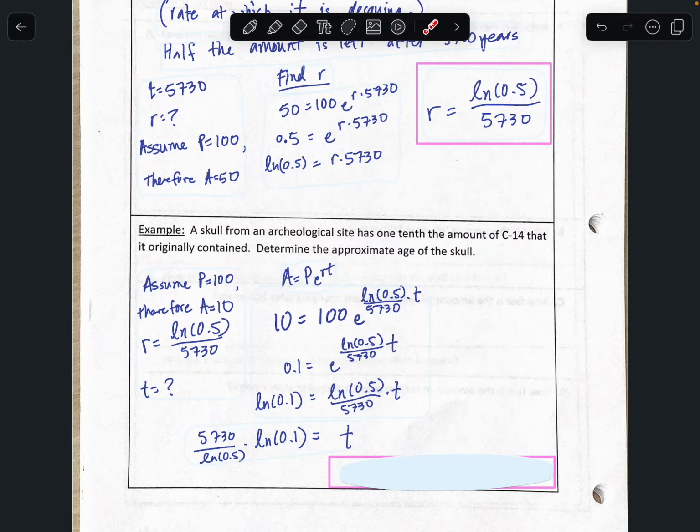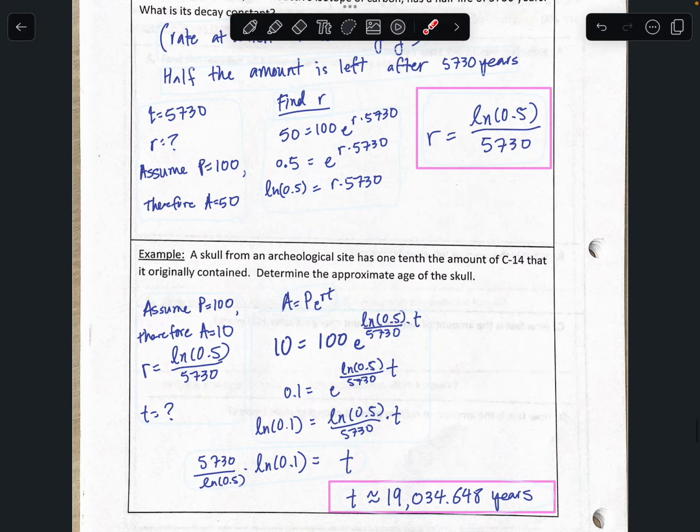But when you put it in the calculator properly, it should be an approximate age of 19,034.648 years. So the skull was approximately 19,000 years old. Okay, so that's using the exponential decay function.